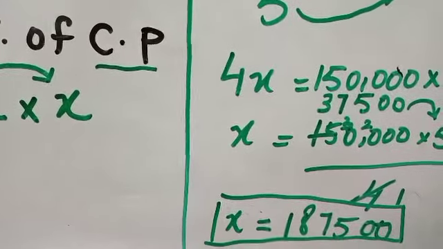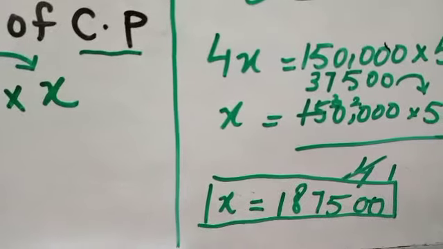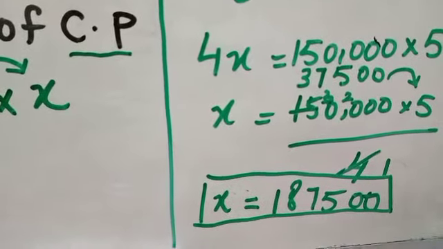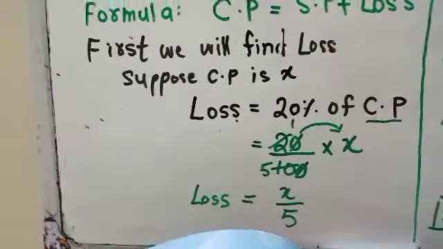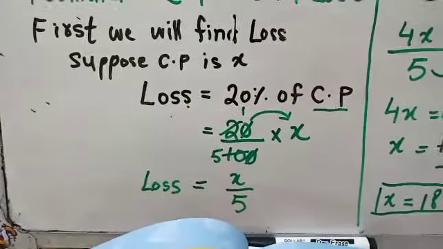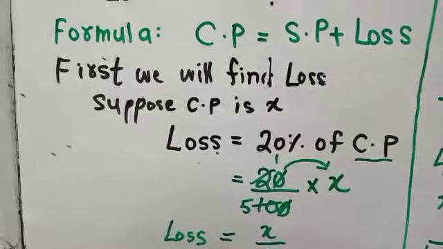You will write your answer in the form of a statement. You will write cost price of painting is 187,500. Please make sure you are writing it down. Okay, I hope this is clear to you. Now I am doing the next question.